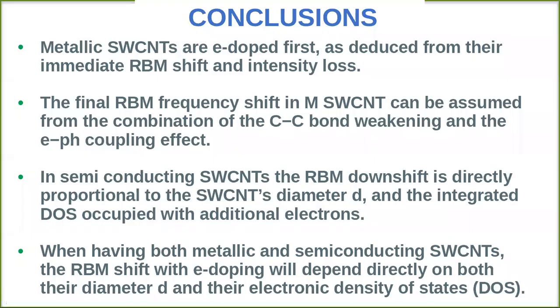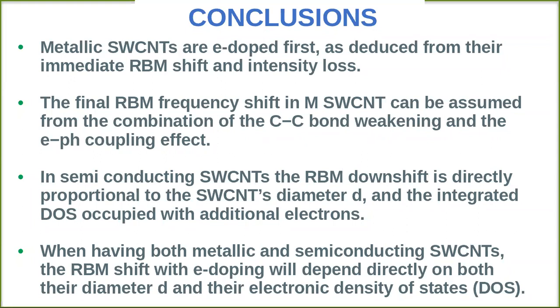Okay. Finally, in my conclusions here, I can tell you four main things that we discovered with this work. First of all, metallic single-wall carbon nanotubes are doped first because they don't need too much excess of electrons in order to cross each Van Hove singularity. They require a very minimum amount of electrons because they are already metallic. So in this case, they get immediately shifted. You will see the RBM shifted immediately.